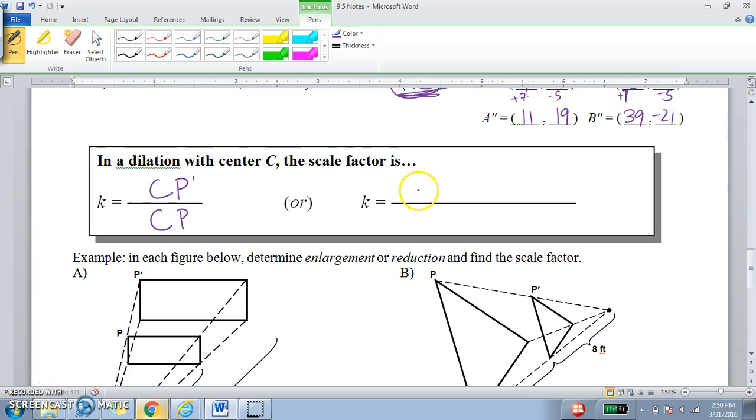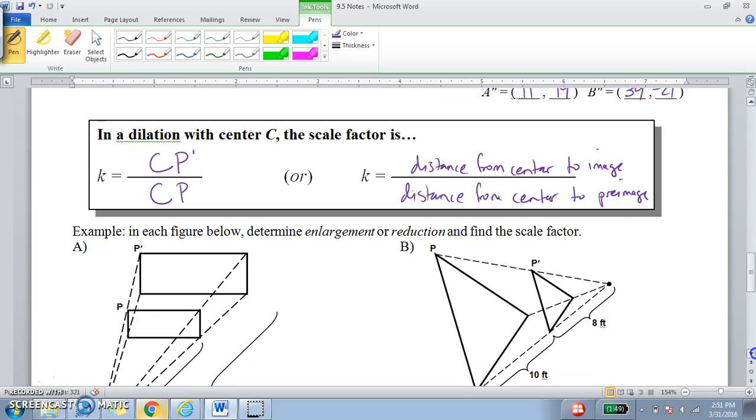So we're going to write that out in words over here. So distance from center to image, and then the distance from center to pre-image. And it has to be a corresponding point. So it has to be like A prime and A, or P prime and P, or B prime and B. It can't be A prime and B, or P prime and C. It has to be a matching point.